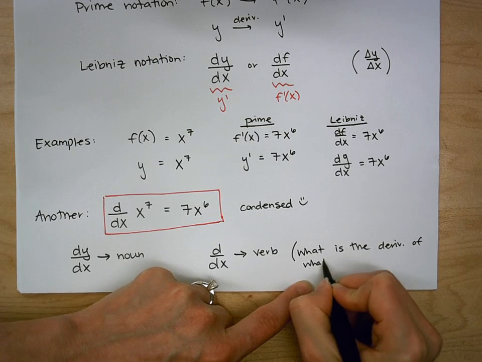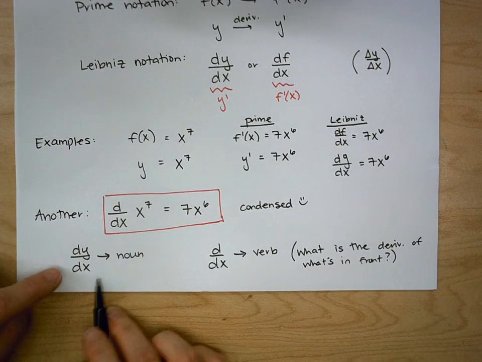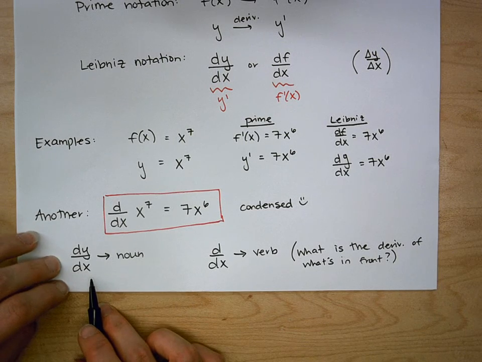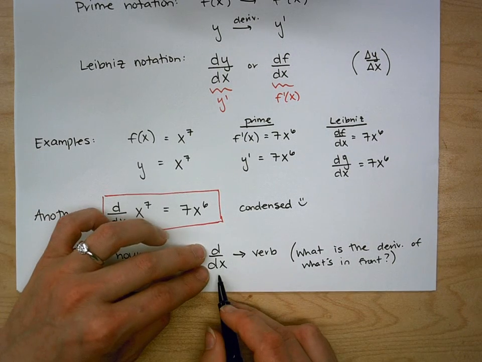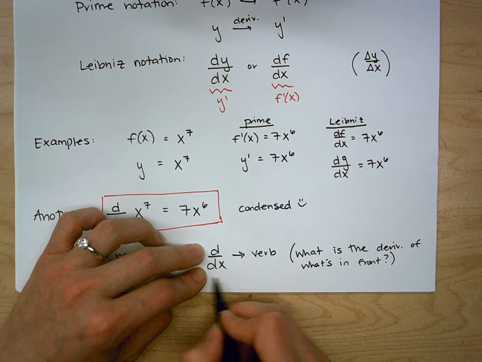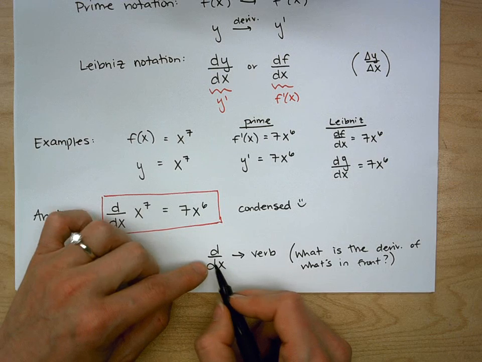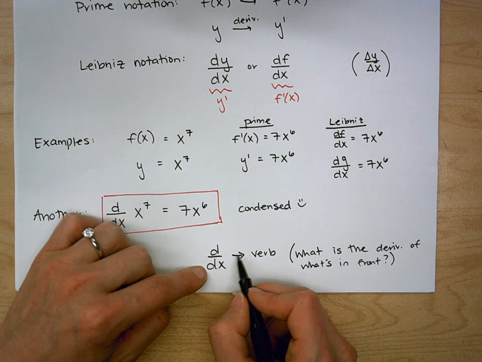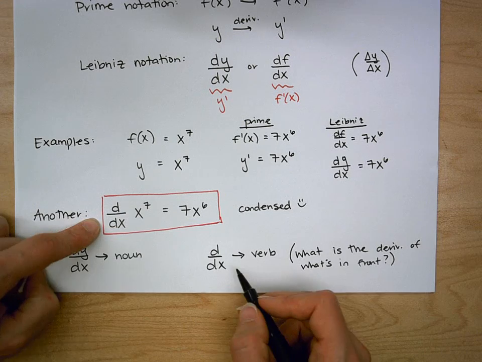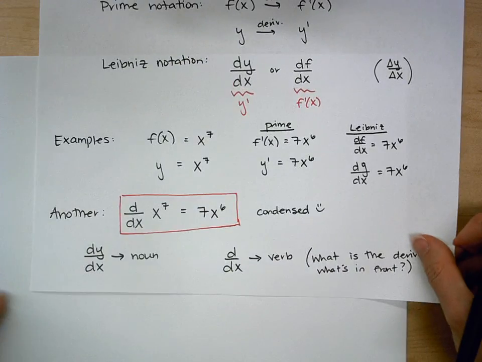So that means that this can stand alone by itself. This means the derivative of y with respect to x. This needs something to go along with it, because this is a verb, it's an operation. It's saying do something to whatever's in front of it. So you'll never see this piece alone, you'll always see it with something in front of it, like this. And it means to take the derivative of that thing, okay? Once you see a little bit more, you'll get a little more comfortable with it.